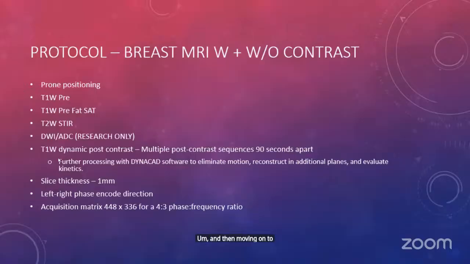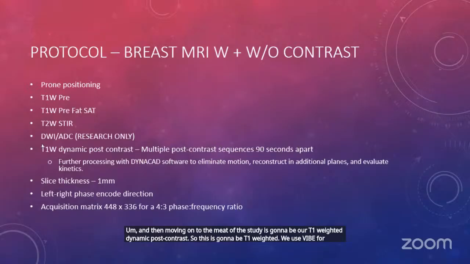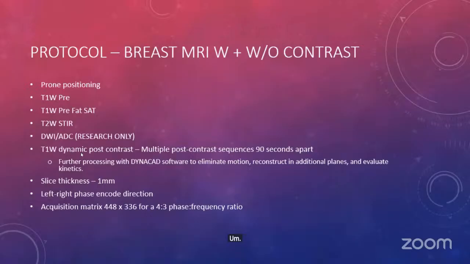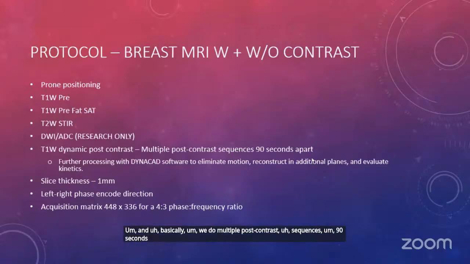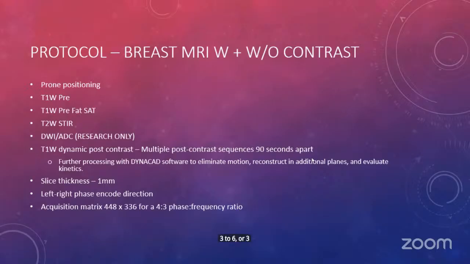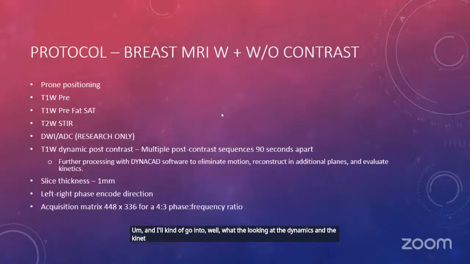And then moving on to the meat of the study is going to be our T1 weighted dynamic post-contrast. We use VIBE for FAT-SAT on our pre and post-contrast images. Basically, we do multiple post-contrast sequences 90 seconds apart. The number of post-contrast sequences varies at our sites, but usually it's somewhere between 3 to 5 post-contrast images. The reason for that is that dynamic enhancement can be useful to inform your level of suspicion for malignancy, and I'll go into looking at the dynamics and the kinetics in a later slide.